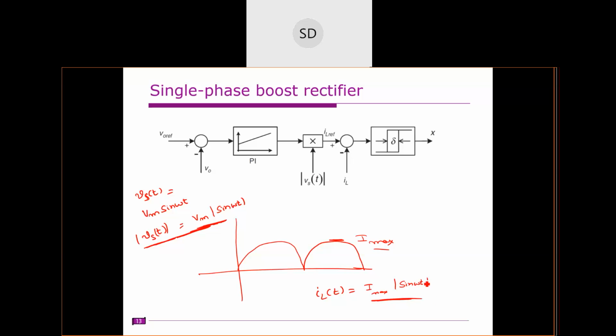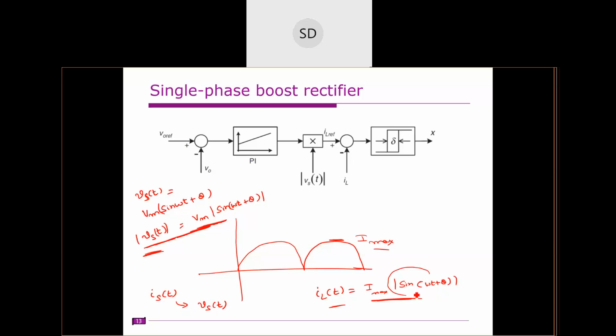So why is it sine omega t? For example, if Vs has the form sine omega t plus theta, then the inductor current also has sine omega t plus theta form, so that Vs of t and IL of t are both in phase, so that the source current Is of t is in phase with Vs of t. Clear?